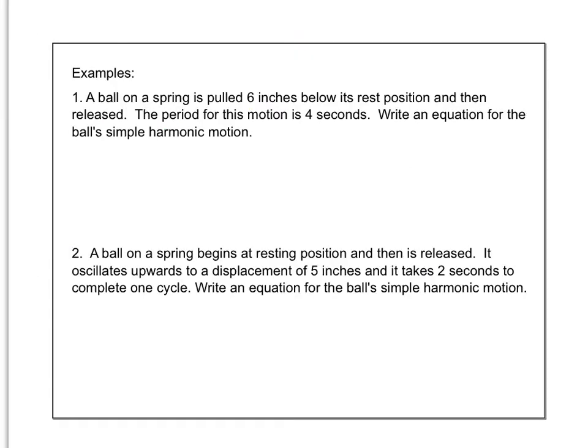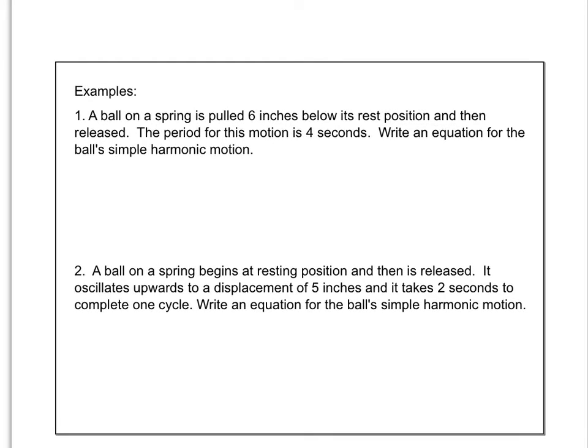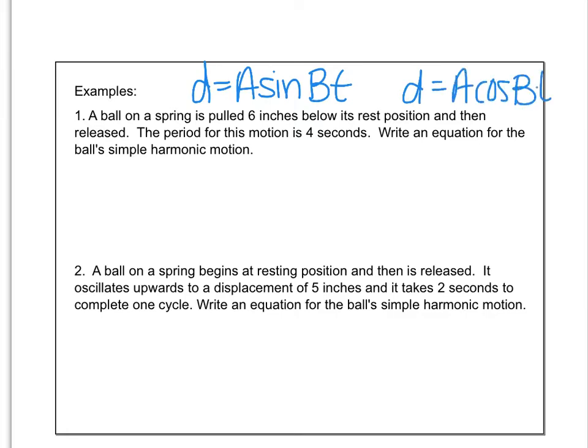So let's look at some examples. When you look at these examples, you're going to have to decide which formula to use. And I'm going to rewrite these with the letters we use. So D equals a sine BT, or D equals a cosine BT. So we have to look for context clues to tell us whether it's sine or cosine. So if we read through the first one, it says a ball on a spring is pulled 6 inches below its rest position, then released. The period for this motion is 4 seconds. Write an equation for the ball's simple harmonic motion.